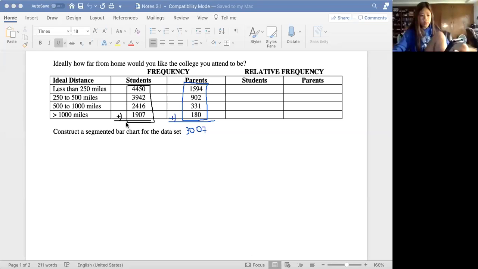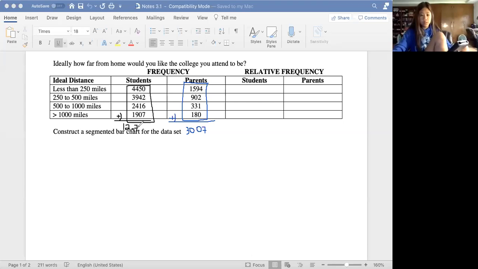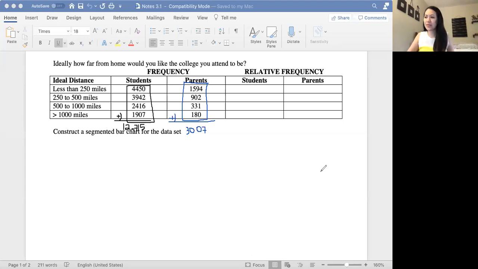I got 12,715. Ooh, nice. All right, 12,715. Sweet. Thanks, Madison. Okay. Let me go ahead and assign people relative frequencies. That way we can just kind of get those numbers to start our graph.